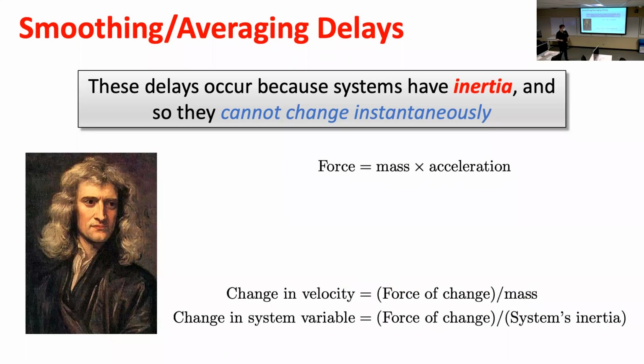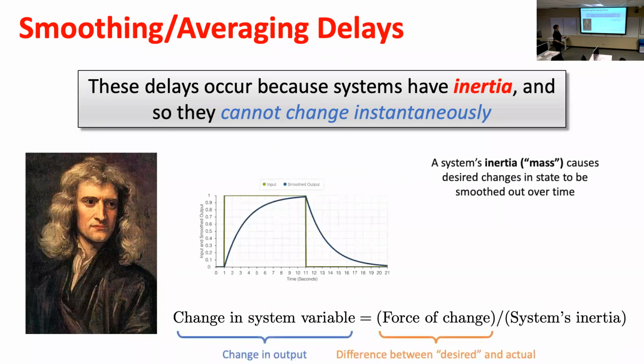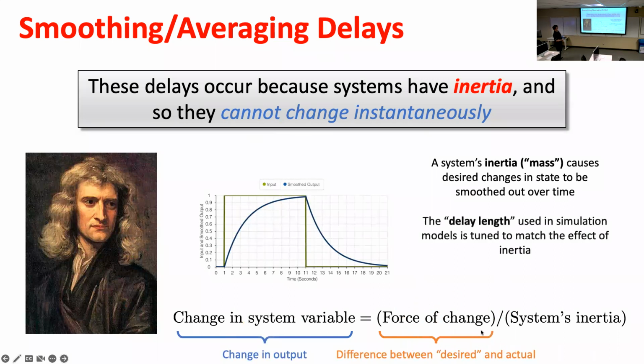And I can generalize that and say the change in any system variable is the force of the change on that variable, which is like the tank gap in the toilet model, divided by the system's inertia. And I write it this way because I want you to see that the inertia doesn't have to just be in terms of kilograms. It can also be in terms of seconds. In fact, very often we characterize inertia in time units, like time constants and half-lives and so on. So that's what I'm trying to capture here: the change in output is the difference between desired and actual, like our tank gap, divided by the system inertia.